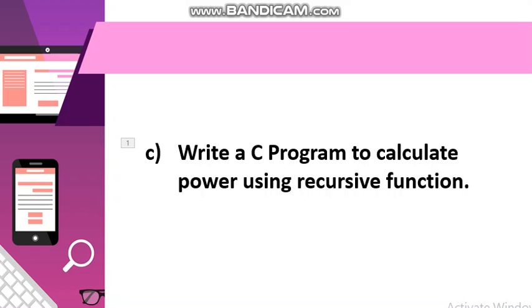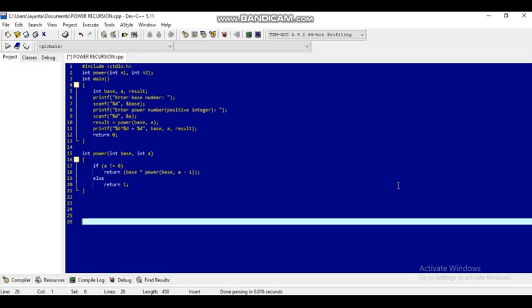Now we will discuss the program, that is, write a C program to calculate power using recursive function. So to calculate the power of any integer number, I have written this program, that is #include <stdio.h>, that is a header file. Then int power(int n1, int n2).